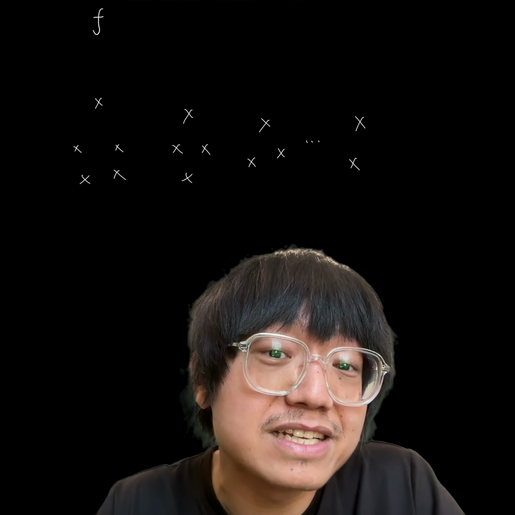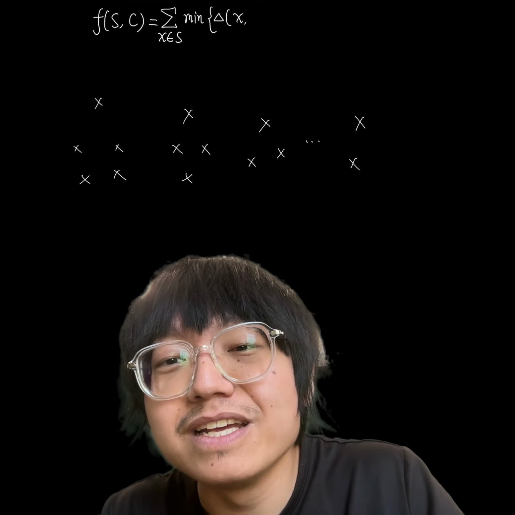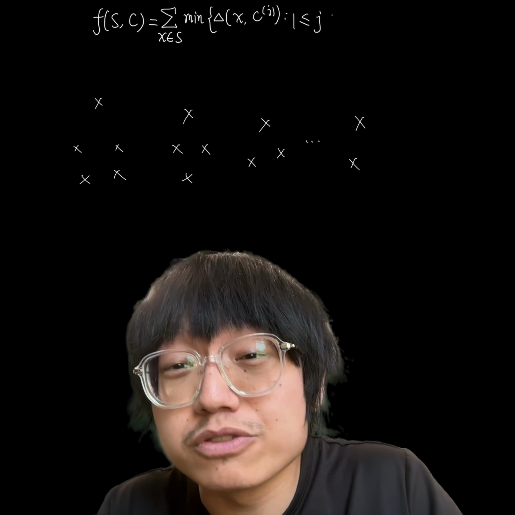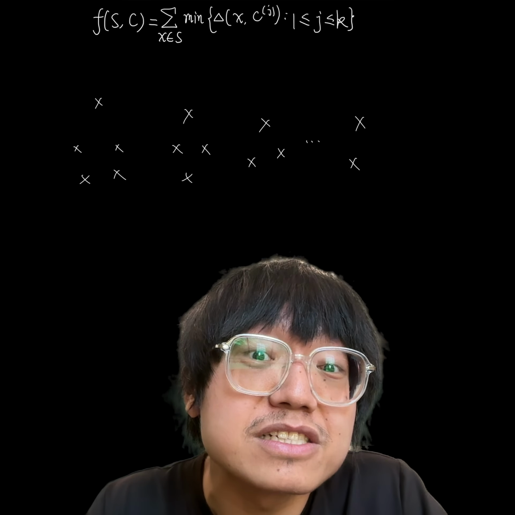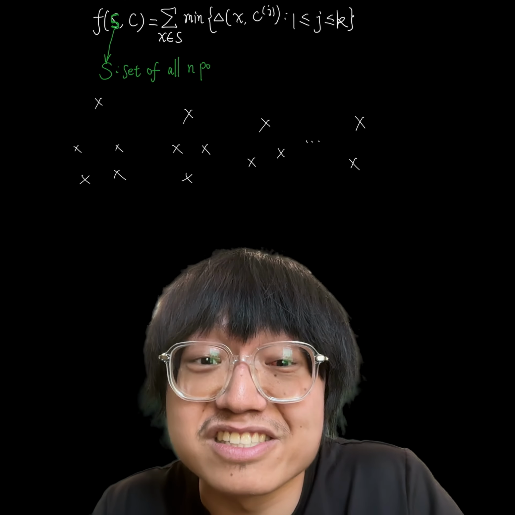Let's talk about the objective function of the k-means clustering problem. The first is f of S and C. This is the objective function for k-means clustering, and it measures the total sum of the squared distances from each point in the set S to its nearest cluster center.